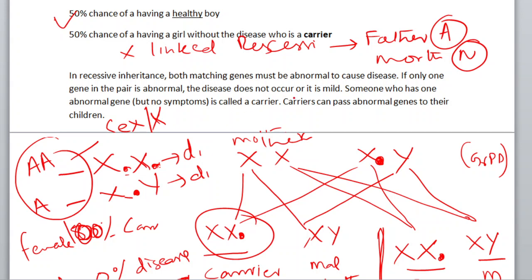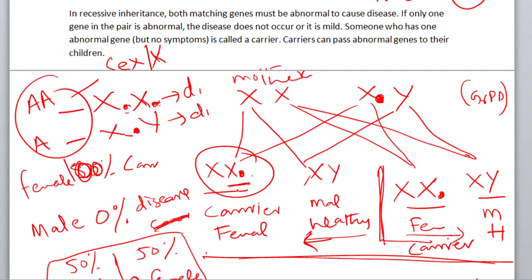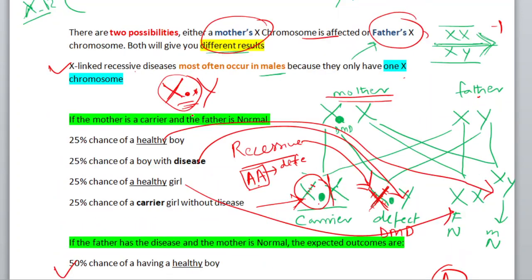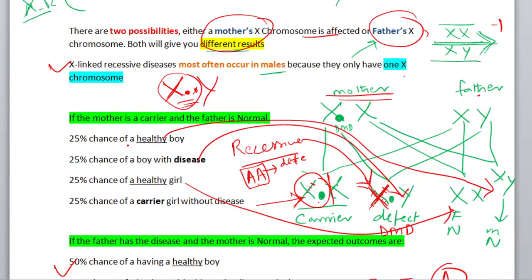Now, in a carrier state, the disease does not occur, or it might be mild in females. Someone who has one abnormal gene but no symptoms is called a carrier, and a carrier can pass the abnormal gene to their children. This was all. Now, talking about this other example, I didn't elaborate on it as much as the last one.